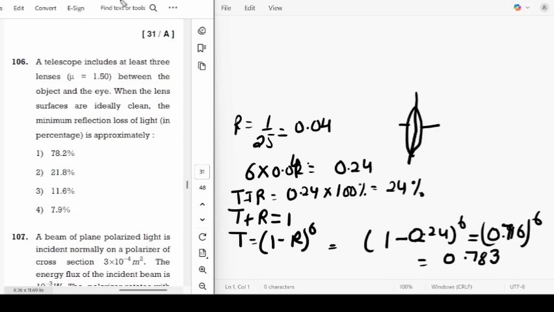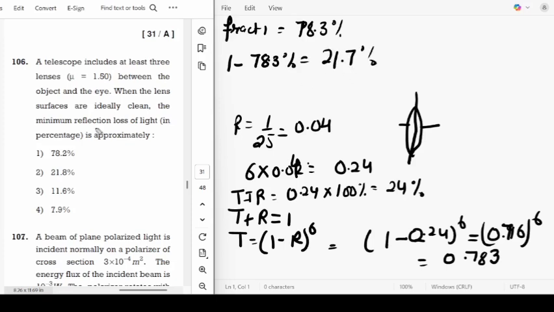Now our fraction transmission is 78.3%. Loss of transmission is 1 minus 78.3%. That comes out equal to 21.7%. So our option second is correct.